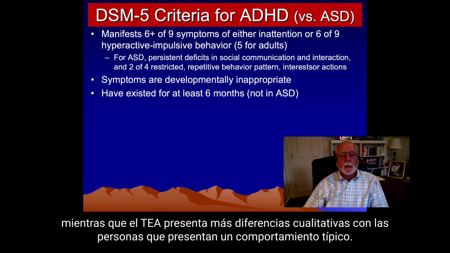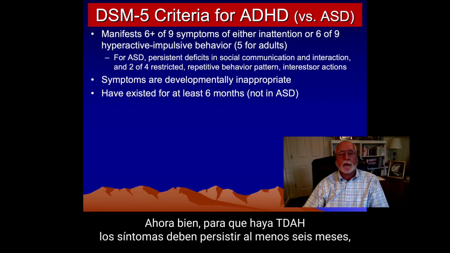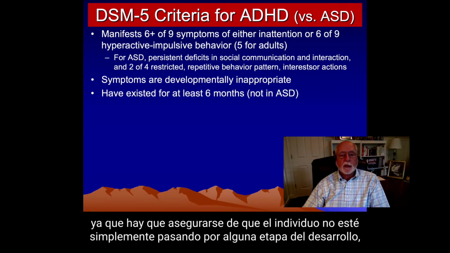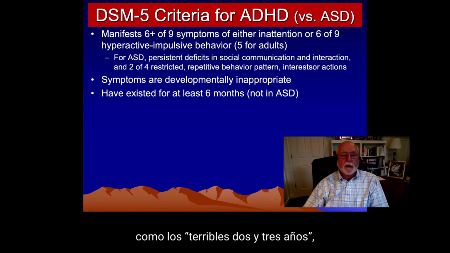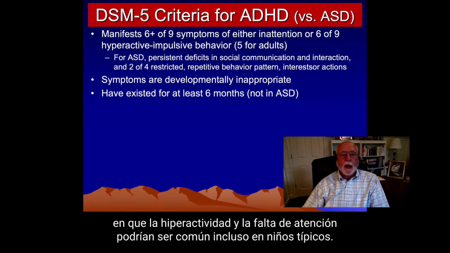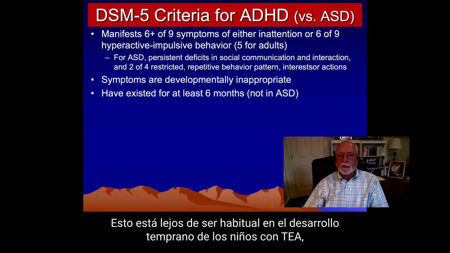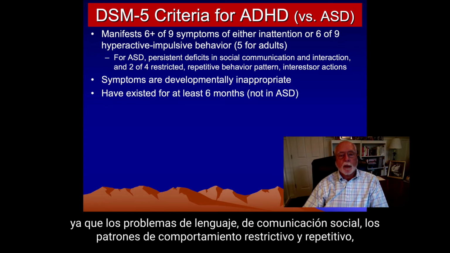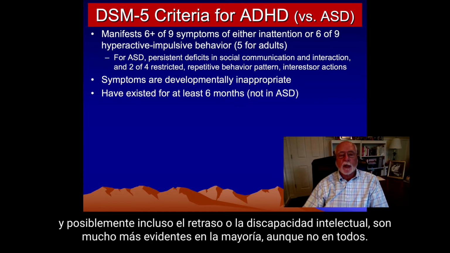Now, ADHD requires that the symptoms have lasted at least 6 months to ensure that the individual isn't simply going through some developmental stage, such as the terrible 2s and 3s, when hyperactive or inattentive behavior might be more common even in typical children. This is far, far less the case in the early development of children with ASD, where the problems with language, social communication, restrictive and repetitive behavior patterns, and possibly even intellectual delay or disability are far more striking in many, though by no means all, of those children.